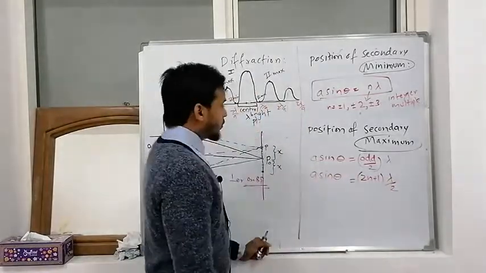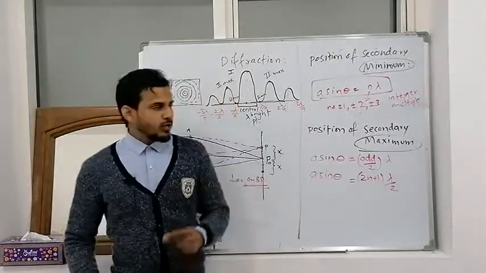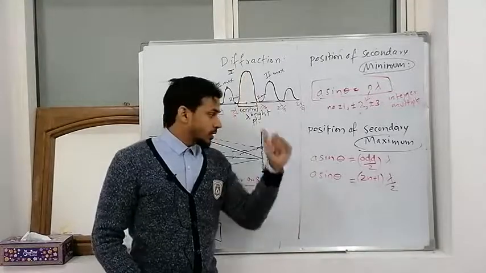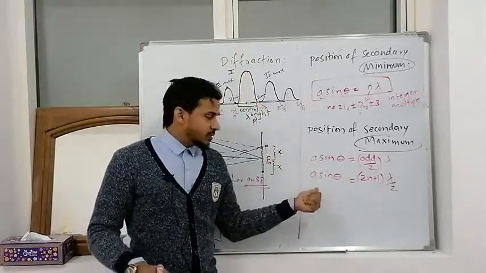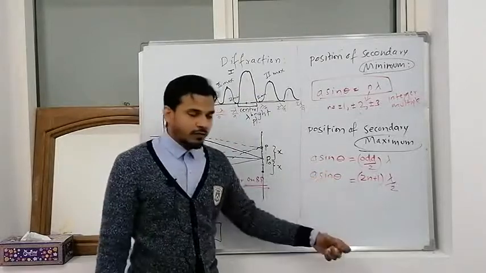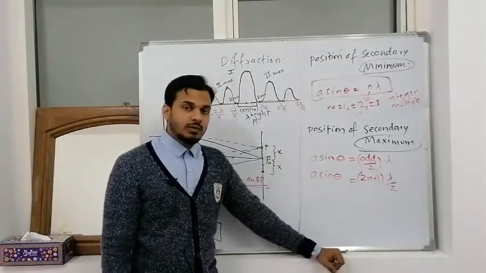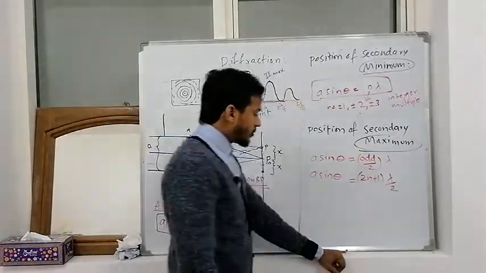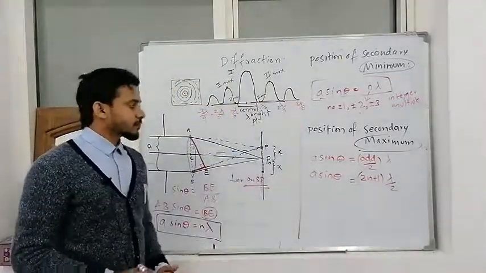So whenever there is a question, you must say what is the position for secondary maximum. Sir, secondary maximum is there when A sine theta is equal to some odd half multiple of lambda. What is lambda? Wavelength of the given light. Simple. Okay, so this much you have understood.